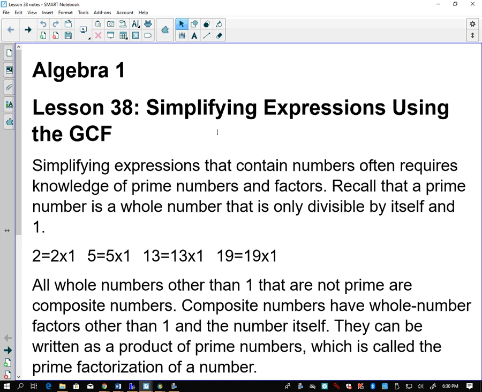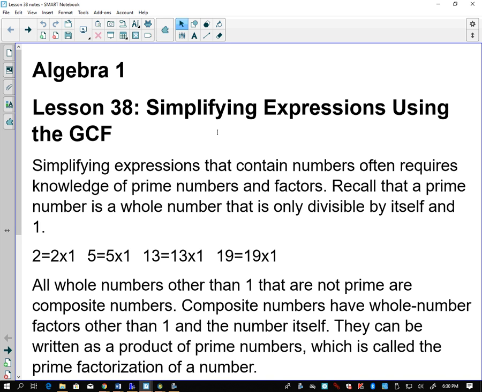All right, class, Algebra 1, Lesson 38, simplifying expressions using greatest common factor, or GCF. Simplifying expressions that contain numbers often requires us to have a knowledge of prime numbers and factors. What you do want to remember is that a prime number is a whole number that is only divisible by itself and 1. So as we break these things down, that's what we want to look for.